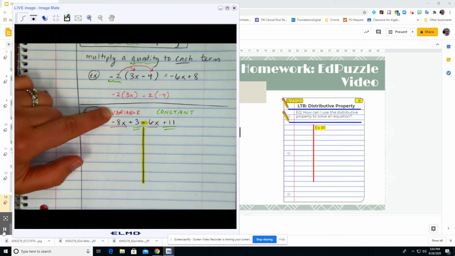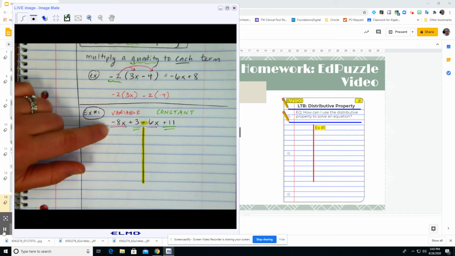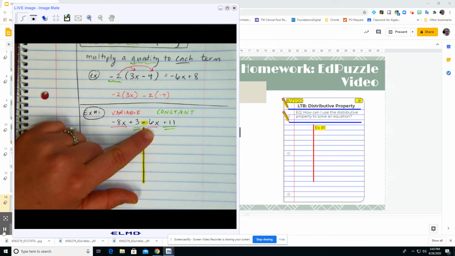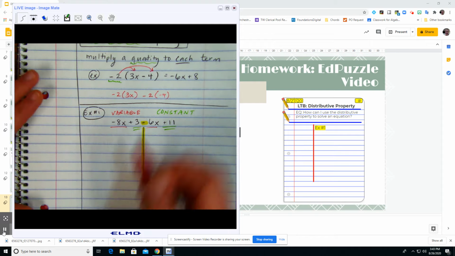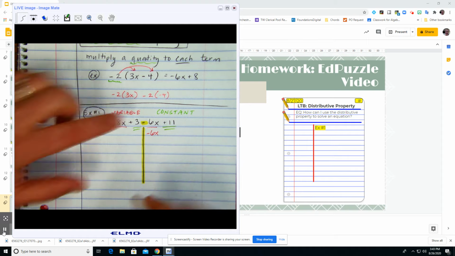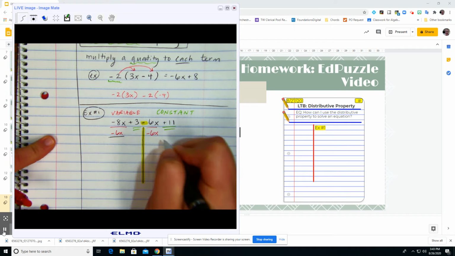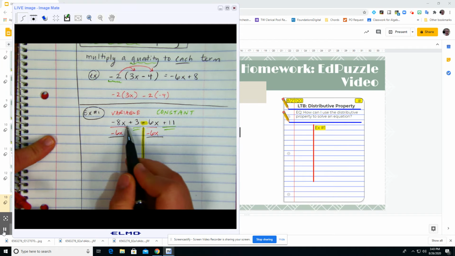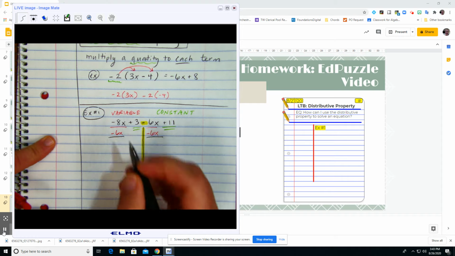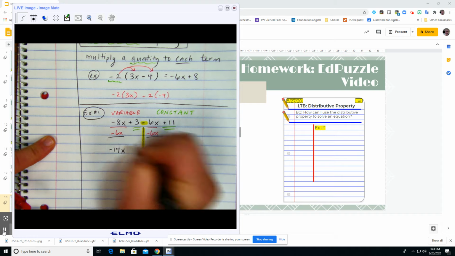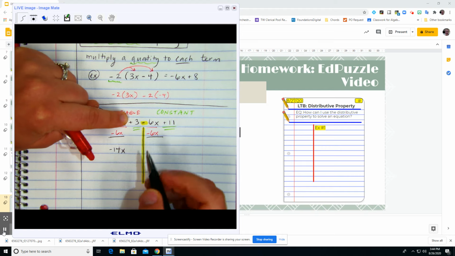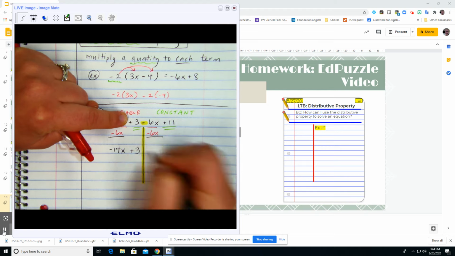So first, let's focus on our variable side. I noticed the -8x is in the correct spot, but the 6x is in the wrong spot. So to combine all my like variables, I need to subtract 6x because I need to do the opposite of a +6x to both sides. So when I do that, on the left side, I have -8x and -6x, which equals -14x. I haven't done anything to the constants yet, so I'm going to leave that a +3.